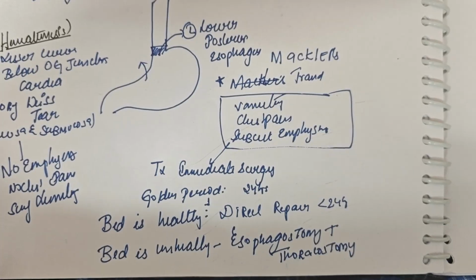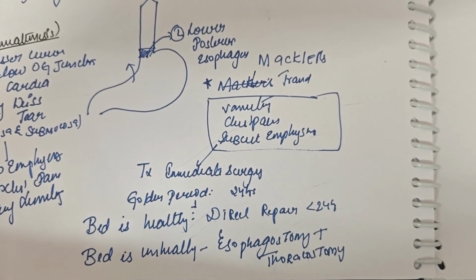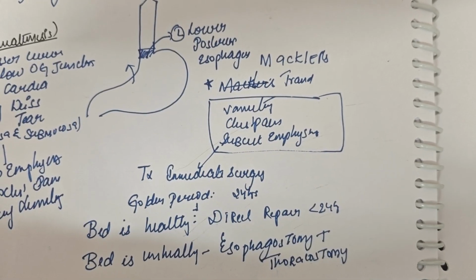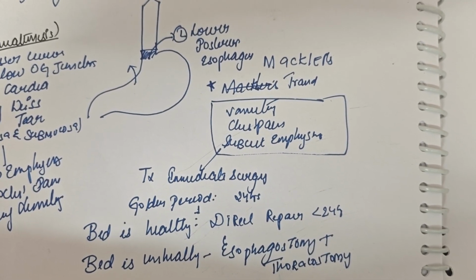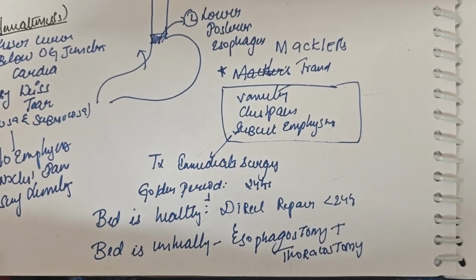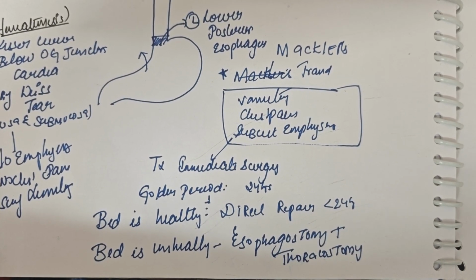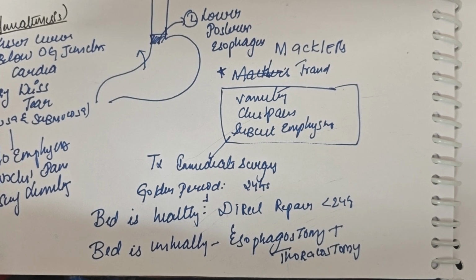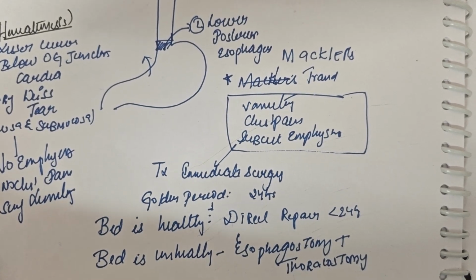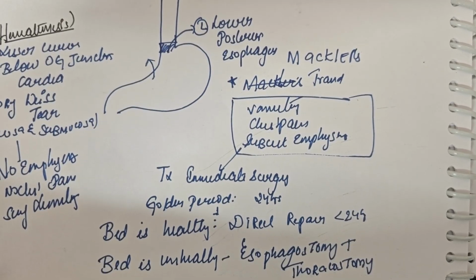Now, if the bed is healthy, that means the esophageal muscles are healthy, you can do a direct repair. Within 24 hours, you can do a repair. If the bed is unhealthy, where you cannot repair the ruptured part, then what you do is something known as esophagostomy.